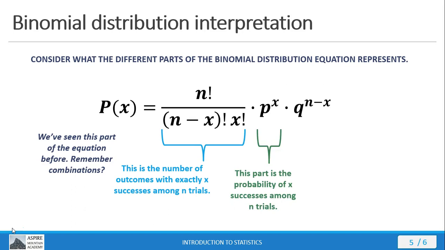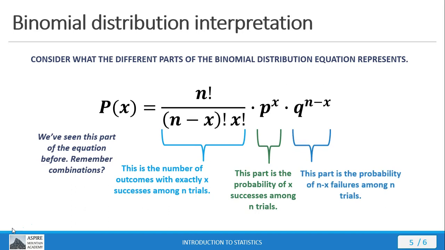This next part of the equation is the probability of x successes among n trials. Remember that p is the probability of success. We're raising that to the x power because x is the number of successes among our n trials. So we're going to calculate the probability that each of those trials is successful that way.